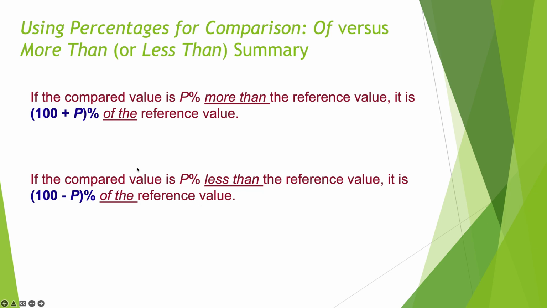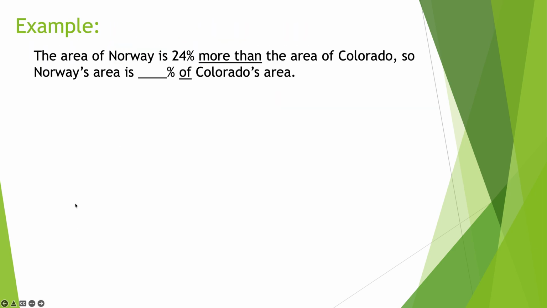Okay, don't let the P here bother you. This is just saying it's P% more, so you add the percent, P for percent. This is P% less, so you subtract the P. More than you add, less than you minus. Pretty straightforward. The area of Norway is 24% more than the area of Colorado. So Norway's area is what percent of Colorado's area?